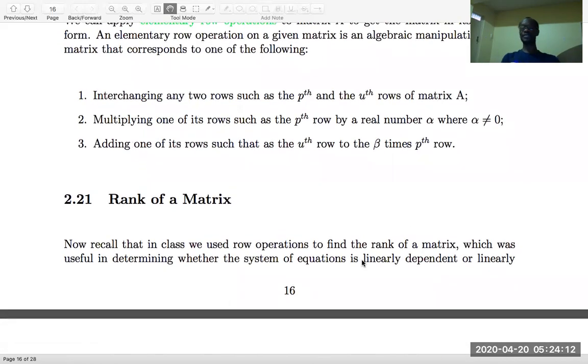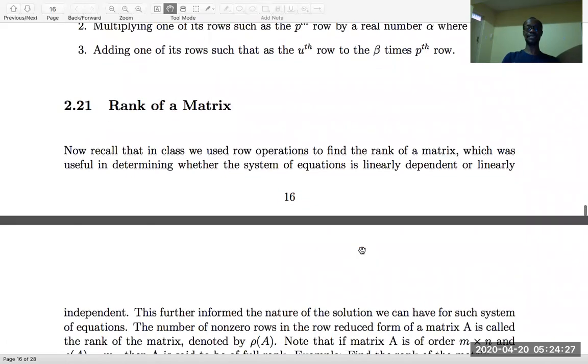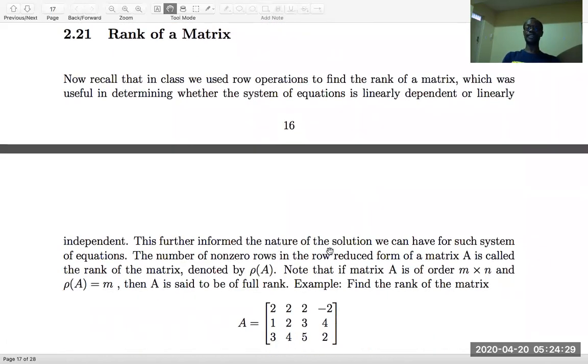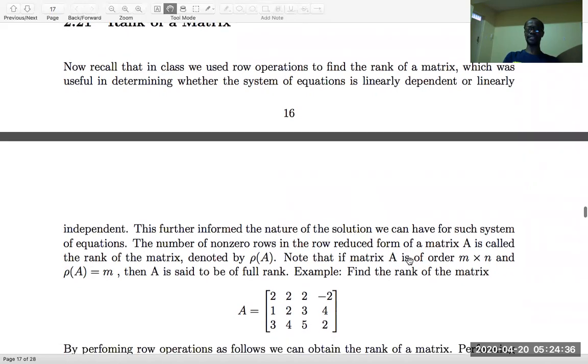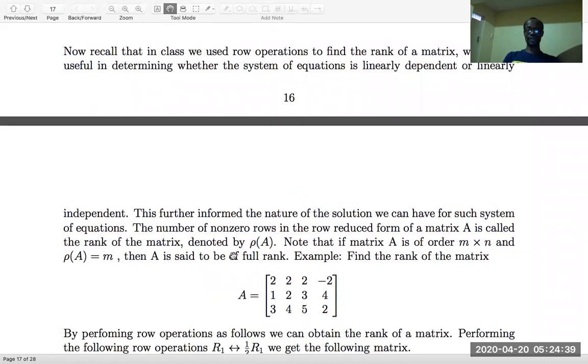A rank of a matrix, we did this already. I am glad, and I hope you still remember this. Now, recall that in class we used row operations to find the rank of a matrix, which was useful in determining whether the system of equations is linearly dependent or linearly independent, right? This further informed the nature of the solution we can have for such a system of equations. So the number of non-zero rows in the row reduced form of a matrix is called the rank of the matrix. So we denote it like this. If you can find the number of reduced rows, we denote it like this, and that's what a rank is.